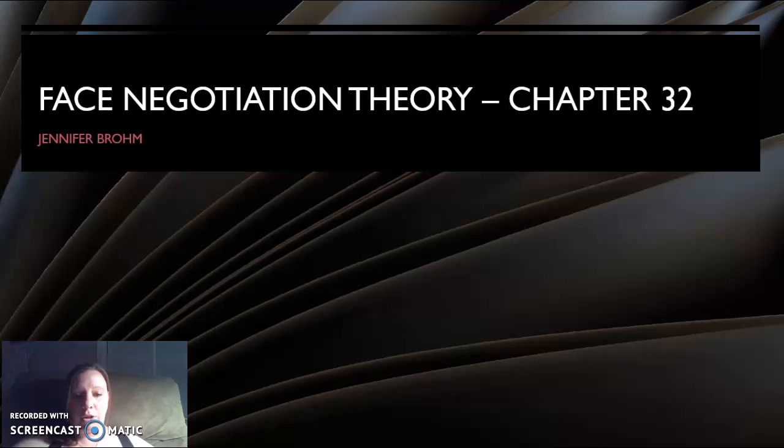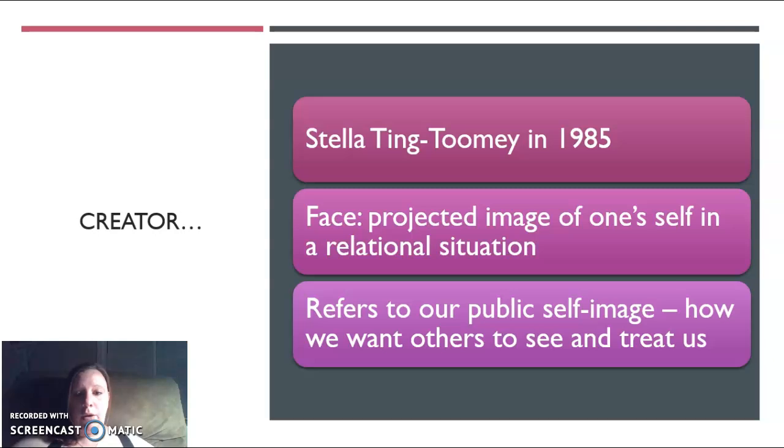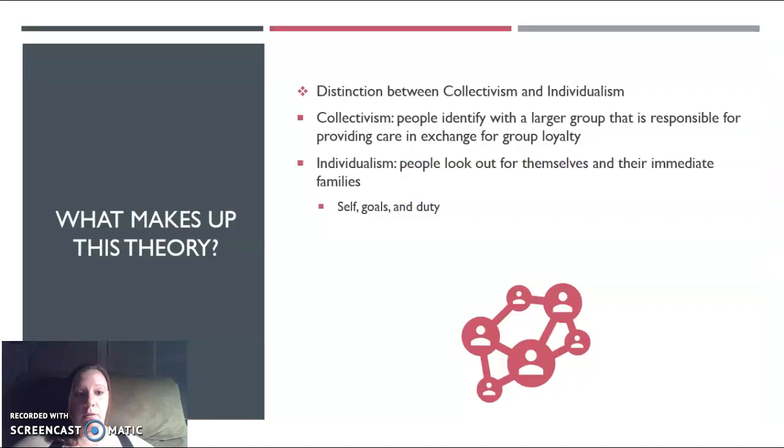Face negotiation theory. Face negotiation theory was created by Stella Ting-Toomey in 1985. This theory refers to face as a projected image of oneself in a relational situation. This refers to our public image and how we want others to see and treat us. What makes up this theory?